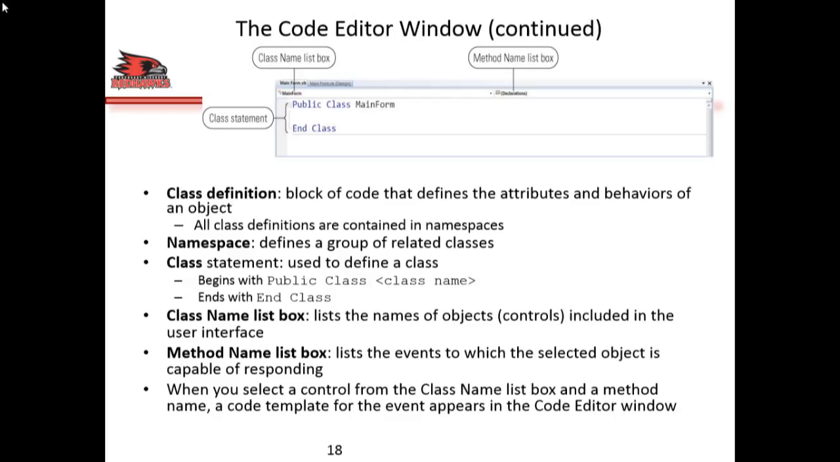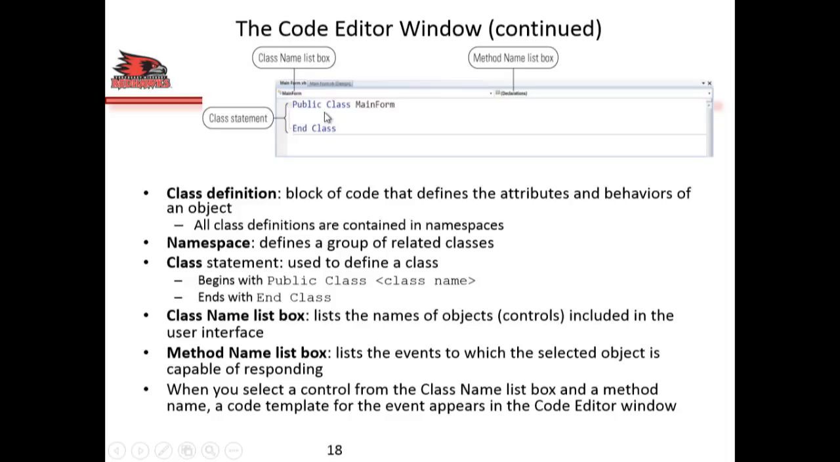So this is a very simple picture of the code editor, with some labeling. You can see the class statement is basically every object, as I mentioned before, has a class. Here, this code window is showing basically a blank form with the name main form and a blank class. So the class always begins with public and ends with end class. And in between this blank space is all the coding for the object.